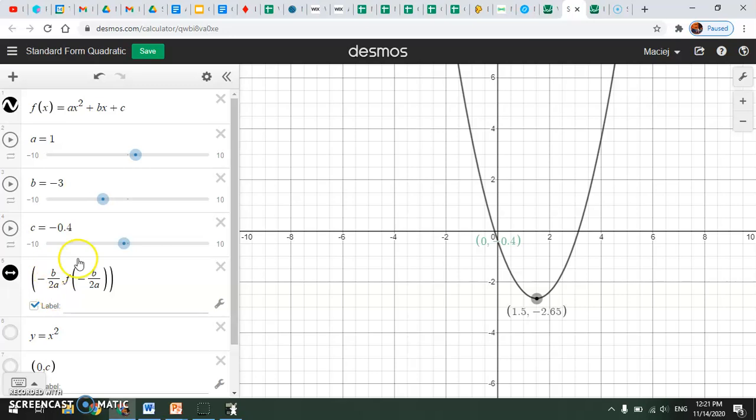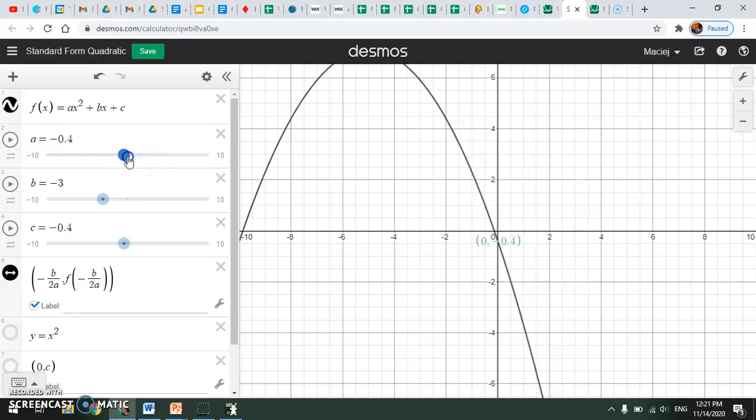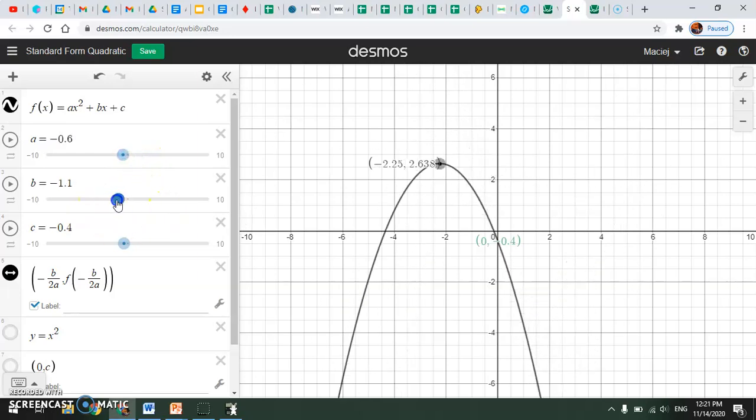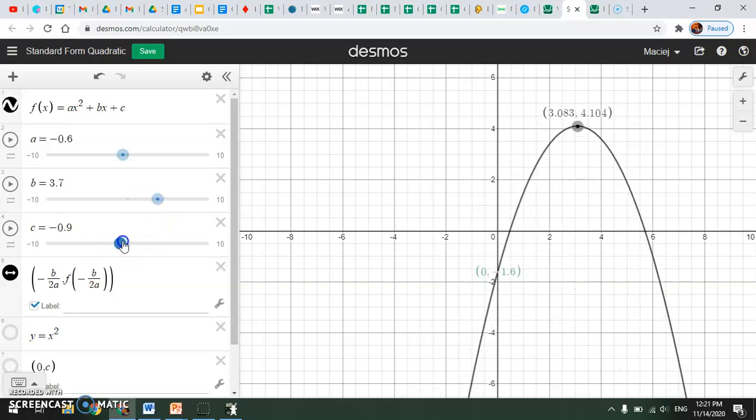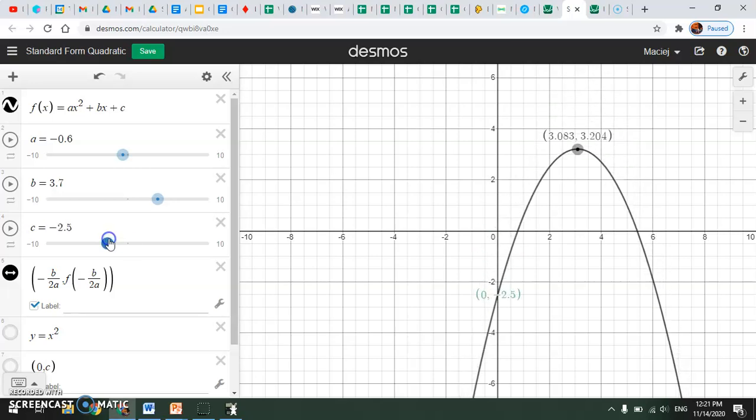And notice here I put in a point, -b over 2a. That's the formula we just saw that gives us the vertex. And notice here we have the vertex. So 1.5, -2.65. So as I move it around, that -b over 2a always gives me the vertex location. Okay, so that's standard form parabola. C value is important to know for sure.